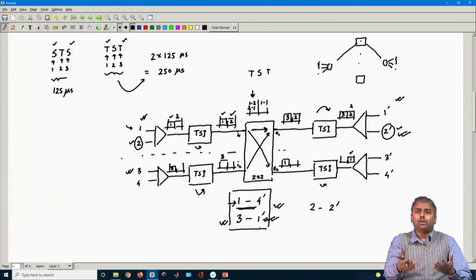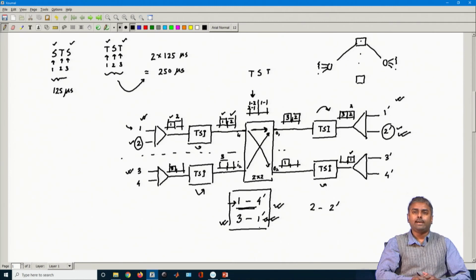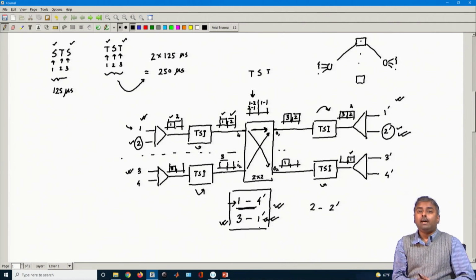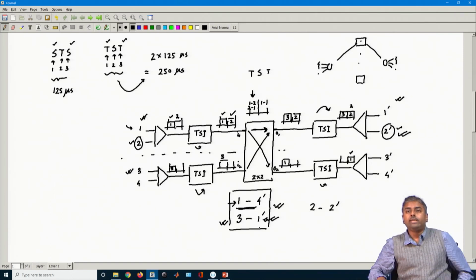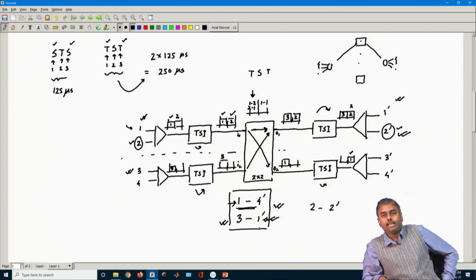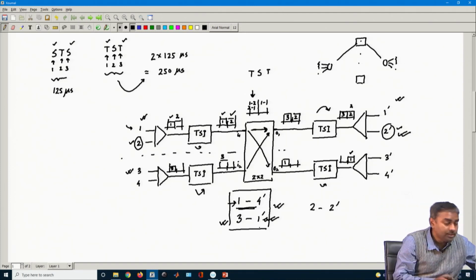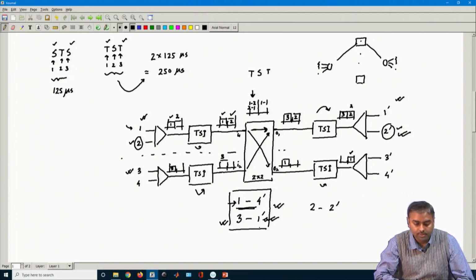But, like Clos has given that argument, can I now talk about a strictly non-blocking switch? I do not have to rearrange anybody. I can give any random connections, as long as those connections are viable, and I will still be able to give connectivity to the next one that is coming to me. So, this is something which I have to try to do. Let us see whether we can do this.